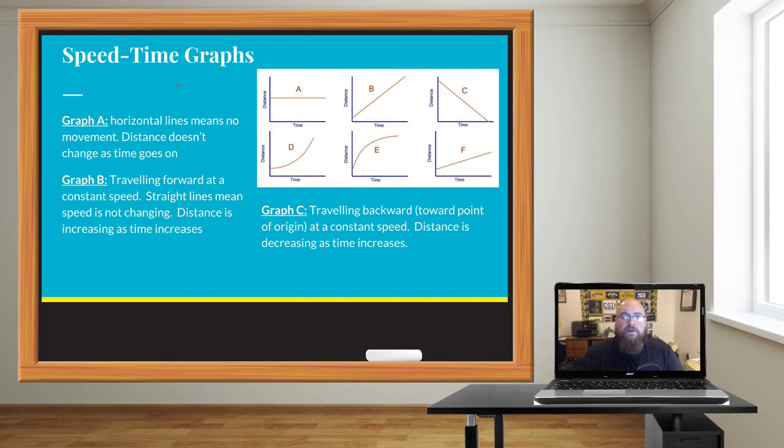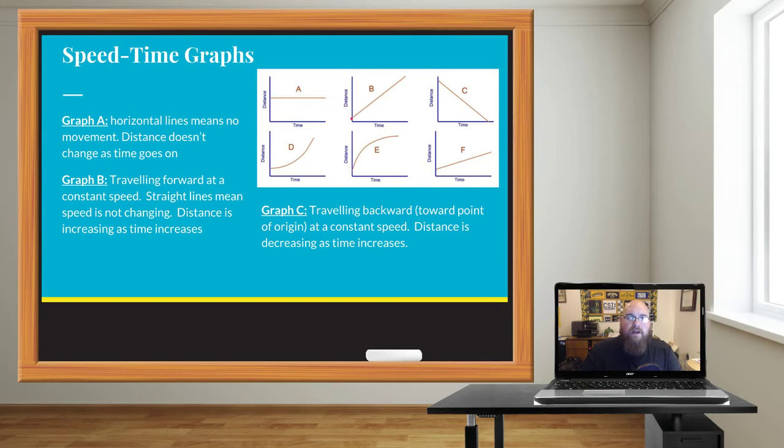We're going to talk about the first three in the graphic. Okay, we have these three, A, B, and C. On this graph, the y-axis is distance, the x-axis is time. In A, we have a horizontal line. This means that we are having no movement. Our distance traveled is not changing even though time continues on. This means we're at a stop.